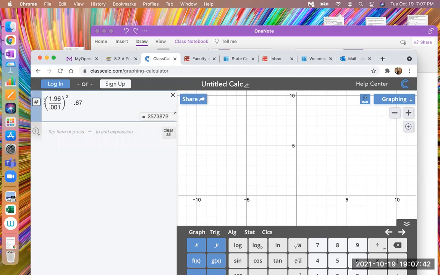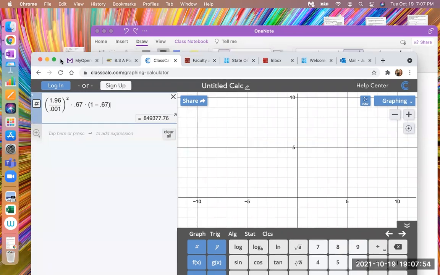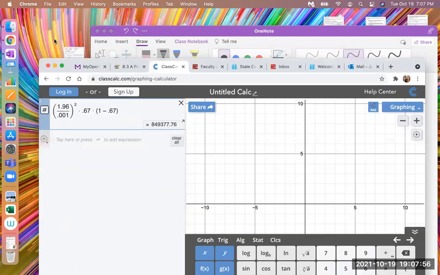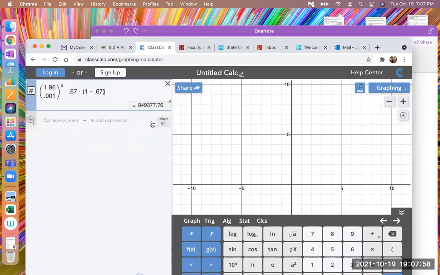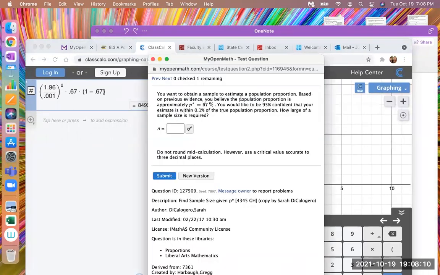0.667, and then I times that by 1 minus 0.67. I believe it was 0.67. I still get a humongous answer here. Michelle, weren't you saying you got a really, really big answer for this problem at 1.2? Yeah, I got 870 something thousand. Yeah, this is a humongous answer, but let's see what they want.